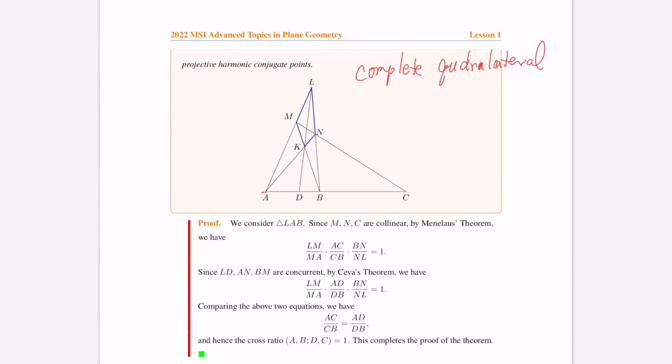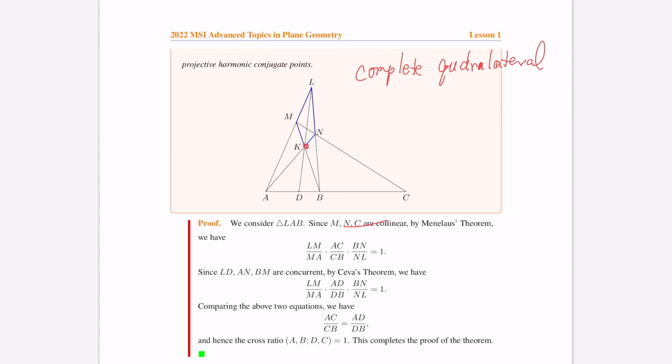Okay, so we consider triangle LAB. In this triangle LAB, since M and C are collinear, by Menelaus Theorem, we will have LM/MA times AC/CB times BN/NL is equal to 1. This is the first step. We can use Ceva Theorem as well, because LD, LN, BM are concurrent at a point K. So we have LM/MA times AD/DB times BN/NL equal to 1.